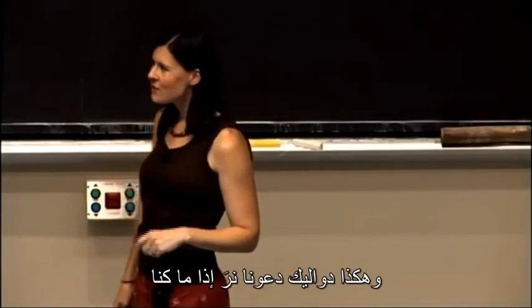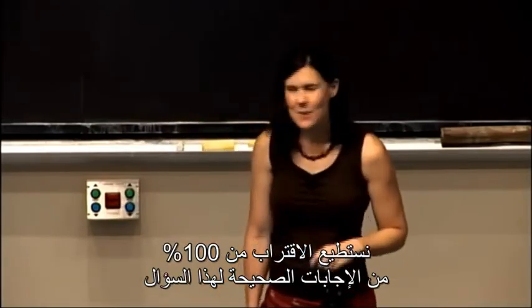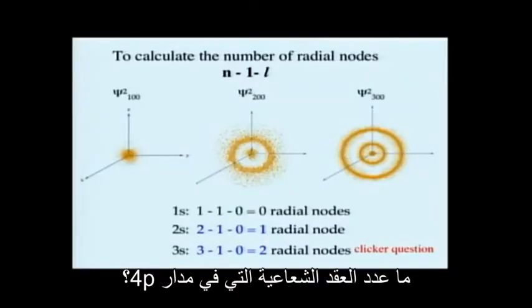So this should be pretty straightforward. Let's see if we can get close to 100% on this one, which is how many radial nodes does a 4p orbital have?